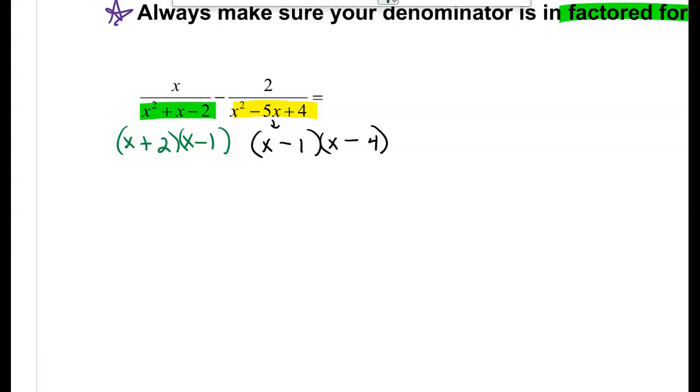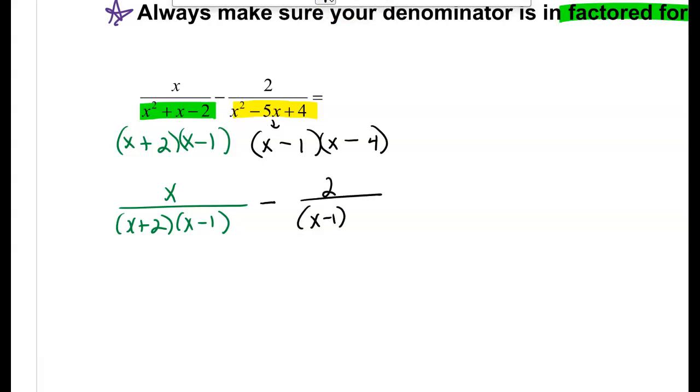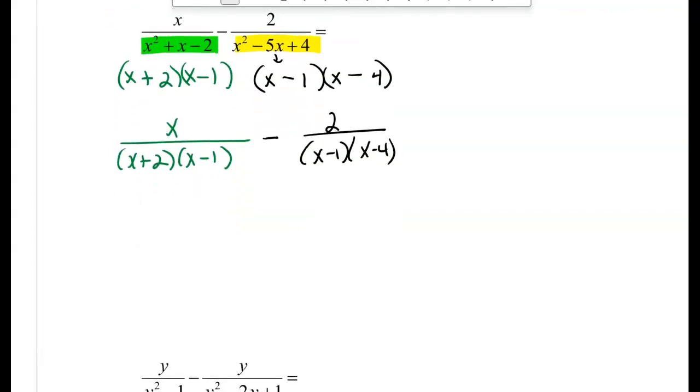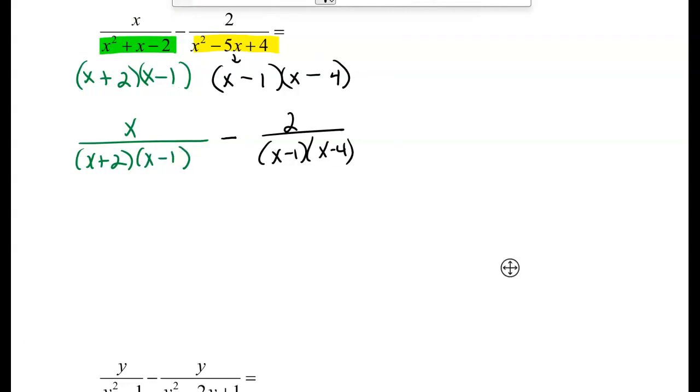So I'm going to do the first one here. So I get x over the quantity x plus 2 times x minus 1, minus 2 over the quantity x minus 1 times the quantity x minus 4. Okay, question. Do I have any common factors? All right, so that actually helps a little bit. Do you guys agree? Okay, oops, that's not what I meant to do. Come back here. Get what I wanted here. Yeah, so our common factor is x minus 1.